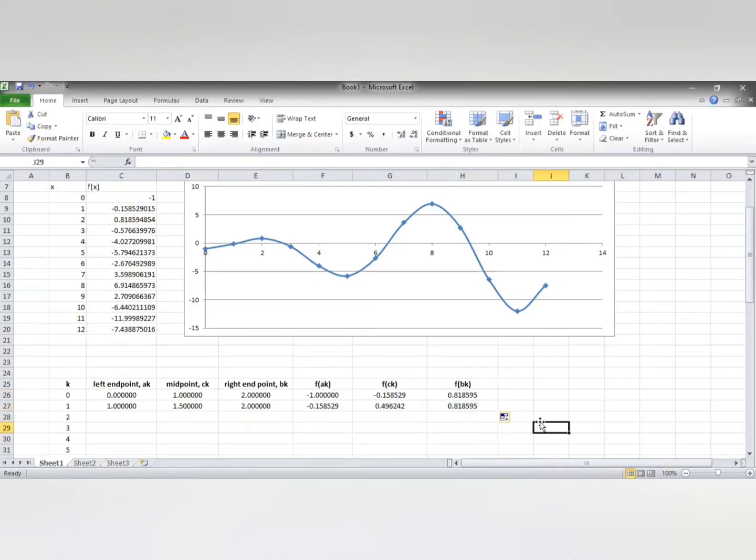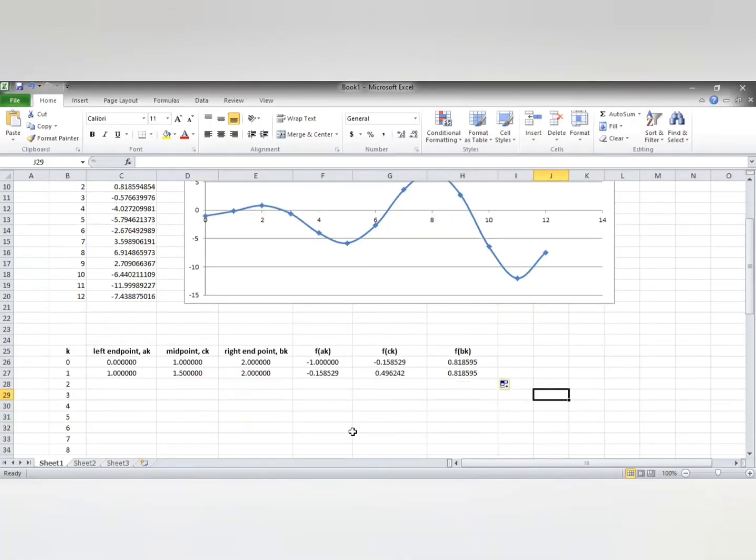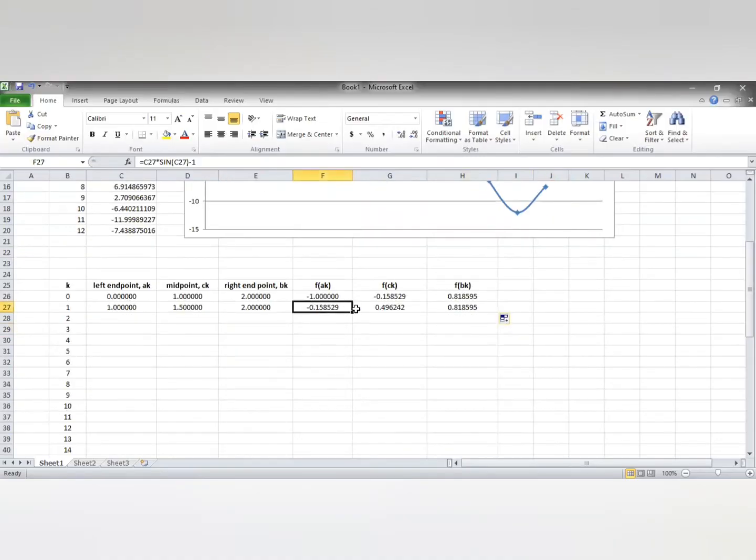Now we already have the values of the functions. Again, we need to evaluate the signs of the functions f(ak), f(ck), and f(bk). Functions f(ak) and f(ck) have opposite signs, so the root lies between a and c. So our new right endpoint will be the value of c, and our left endpoint will be the value of a. We can drag this again.